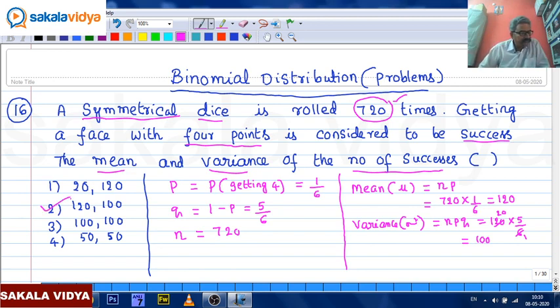Second option is the answer. Symmetrical dice means there is no bias, it is a uniform dice, all sides and all faces are uniform. There is no bias, that is called a symmetrical dice. The shape will be a cube. No cheating, that means.